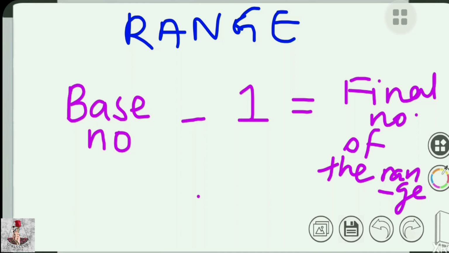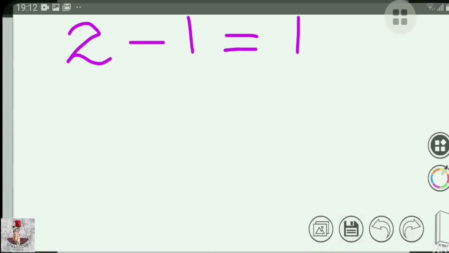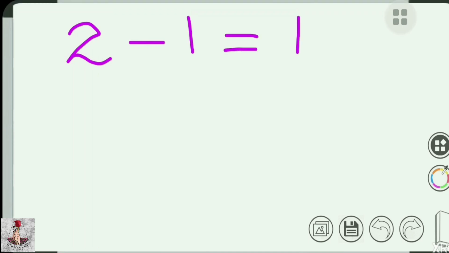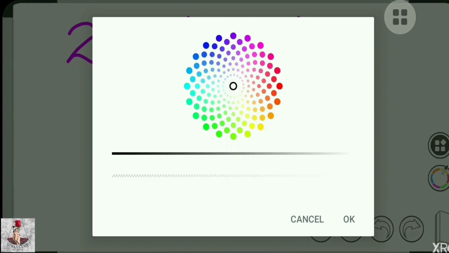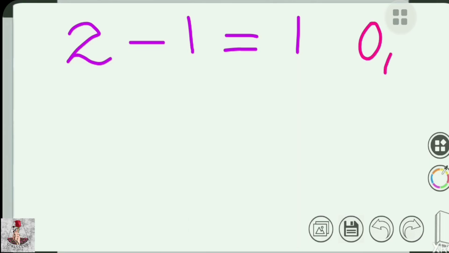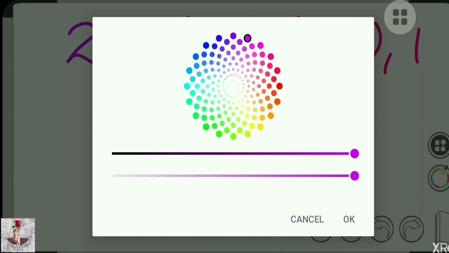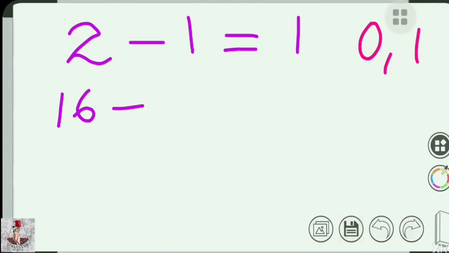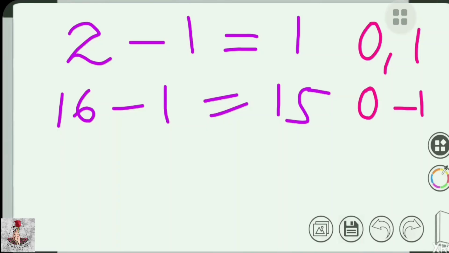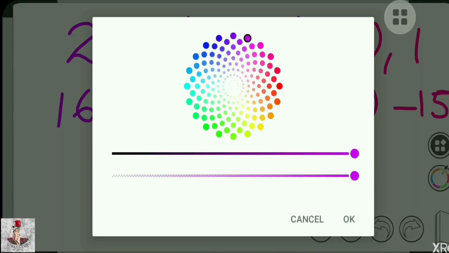So let's test it out, right? Binary base number is 2. 2 minus 1 equals 1. That is the final number of that range, right? So what is the binary range? 0 and 1. Let me go to hexadecimal. 16 minus 1 is 15. What is the range? Isn't 15 the final number of that range, right? 0 to 15. Go to octal.